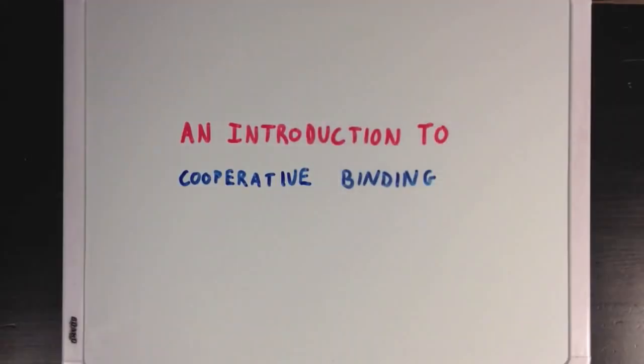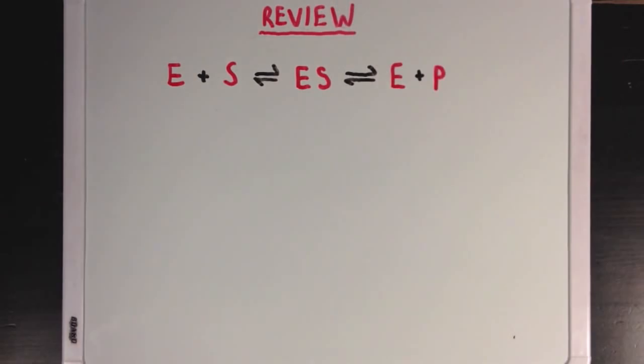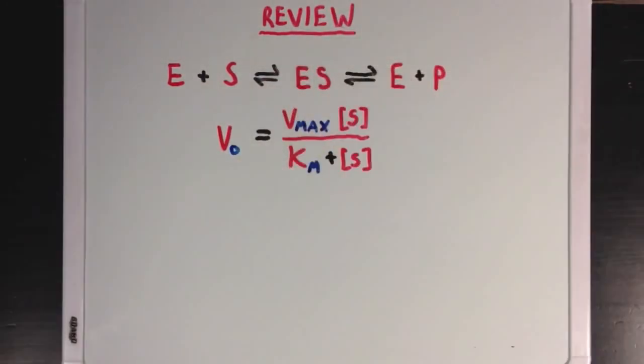So we're going to talk about cooperative binding, which is a very interesting topic when discussing enzyme kinetics. But first, let's review the idea that we can divide enzyme catalysis into two steps. First, the binding of substrate to enzyme, and second, the formation of product. And using this idea, we can derive the Michaelis-Menten equation, which is very useful for quantitatively looking at enzyme kinetics.